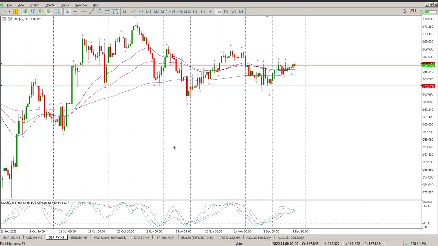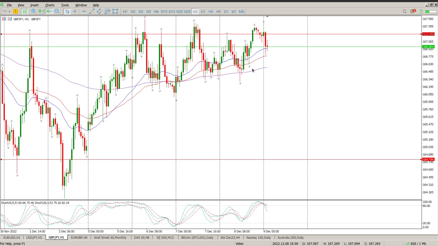Moving on to pound, British pound, Japanese yen. This is still a sit on hands. We're still in the sideways range of sorts. We are slightly above the moving averages here, but there's really nothing to write home about here. One thing we did get here is a pin bar, and it's not quite off any structure.